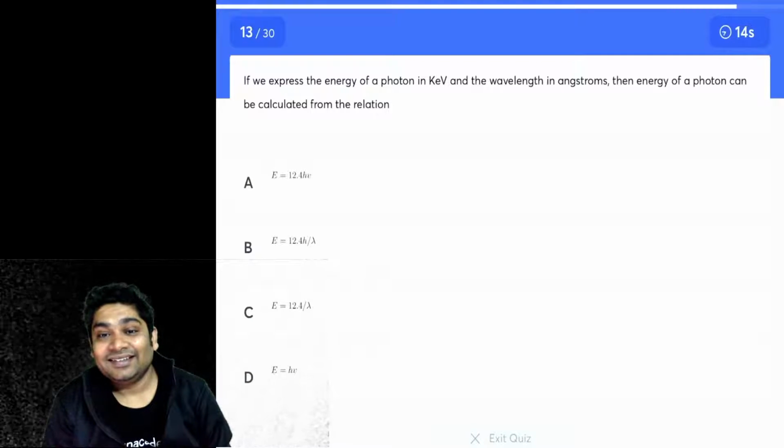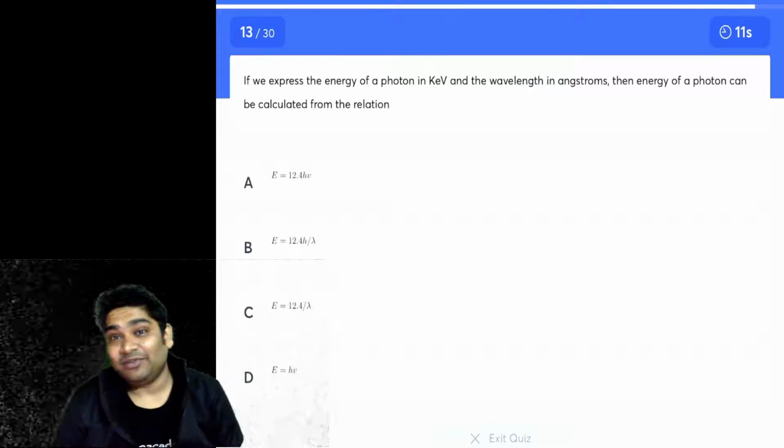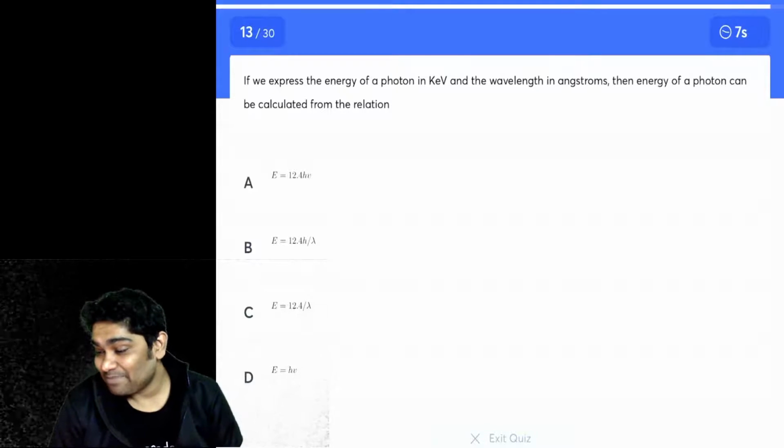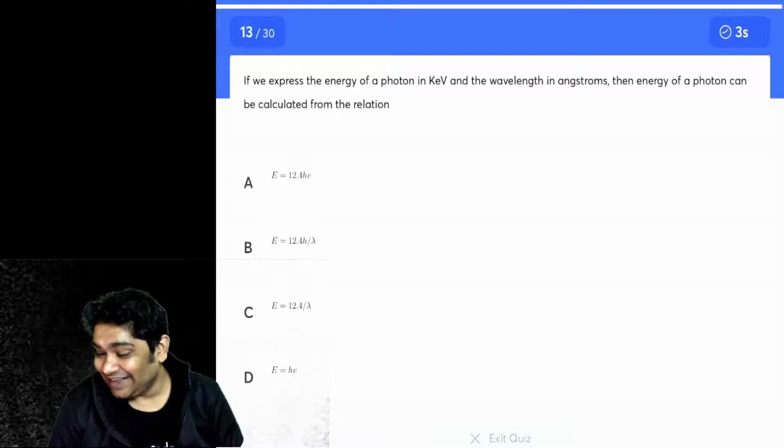That's the only thing about modern physics questions: they just require a bit of calculation every now and then. So again, try and work out the calculations.